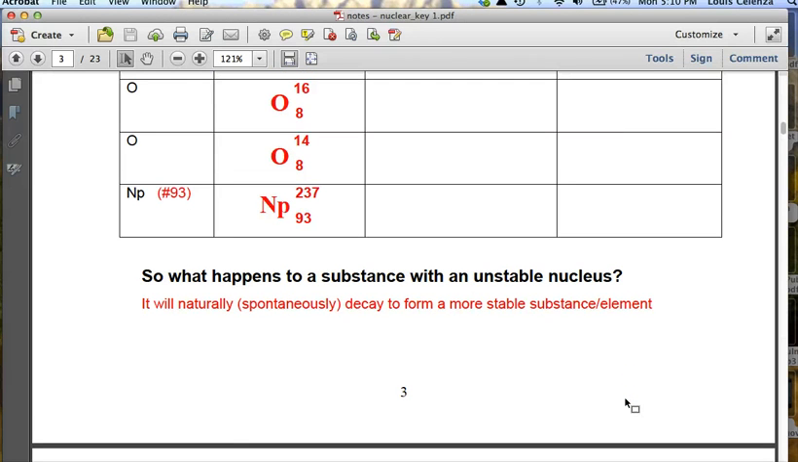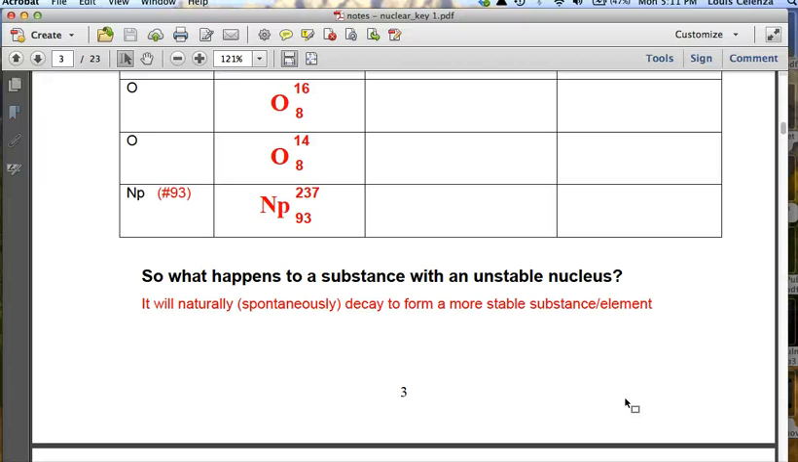So what actually happens to a substance with an unstable nucleus? Well, because the nucleus is not happy with the ratio of protons to neutrons, it is going to go through something called decay. In other words, in order to become more stable, it's going to emit particles from the nucleus, protons and neutrons, until it's happy with the ratio of those two particles.